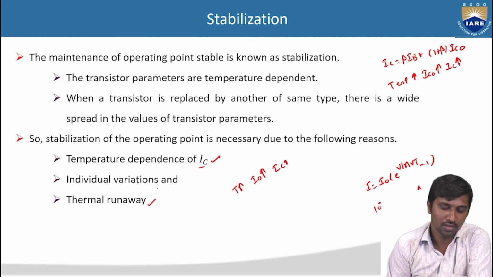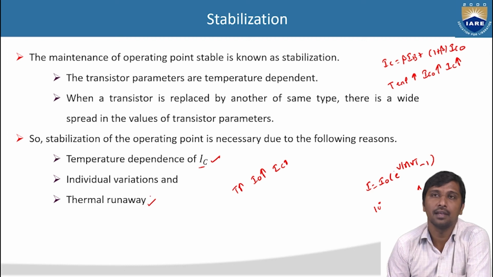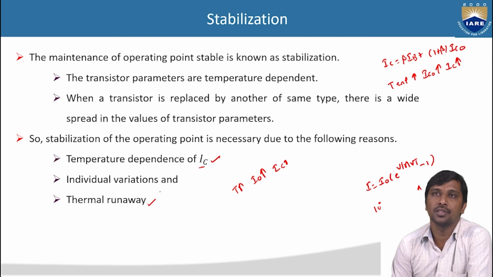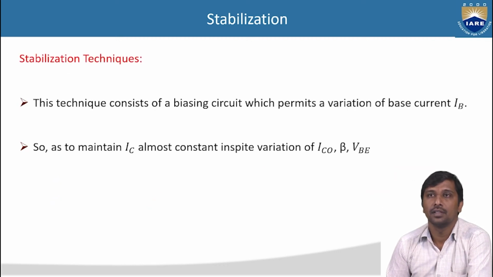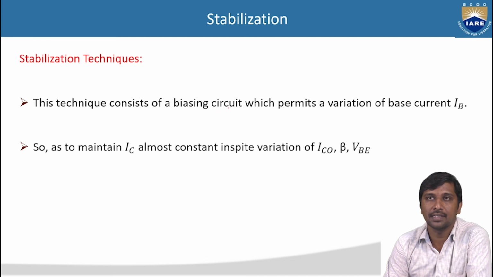So that is all these parameters we need to maintain a proper Q point to produce a faithful amplification. This stabilization is required. So how do we find the stabilization techniques? These techniques consist of a biasing circuit which permits the variation of the base current IB.